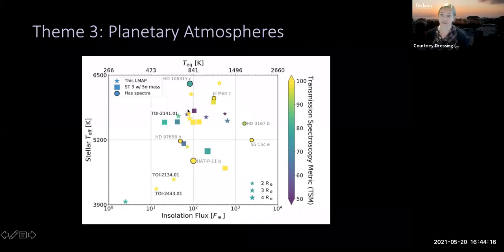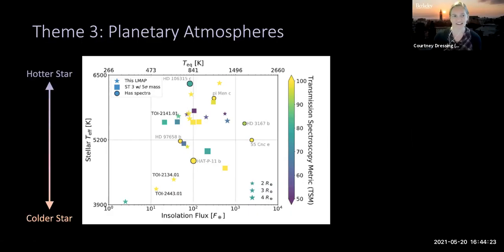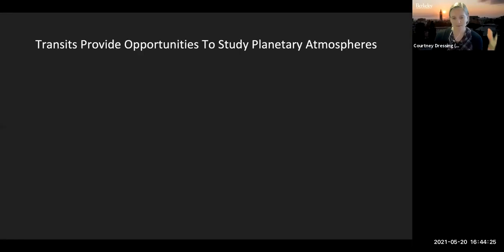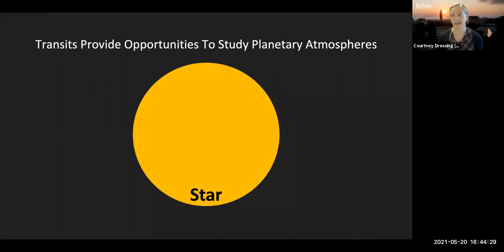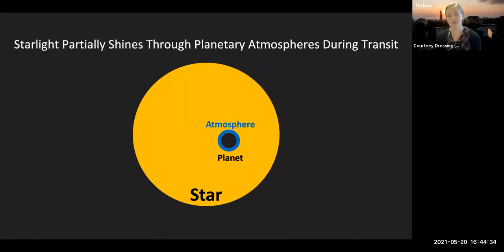As we think towards the future of exoplanet characterization, I know that Madhu's group has been thinking a lot about how to study planetary atmospheres. One of the ways that we can do it with transiting planets is by looking at the star when the planet is not in front, and then looking at the star when the planet is in front, and seeing how the starlight shines through the planet's atmosphere. When this happens, the gases in the planet's atmosphere will leave a fingerprint on the starlight, telling us what the composition of the atmosphere might be.